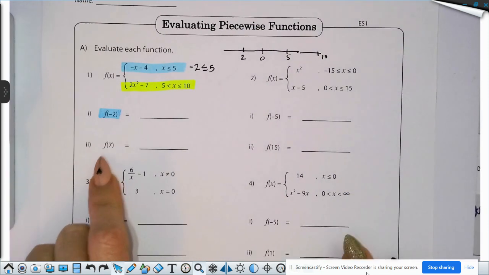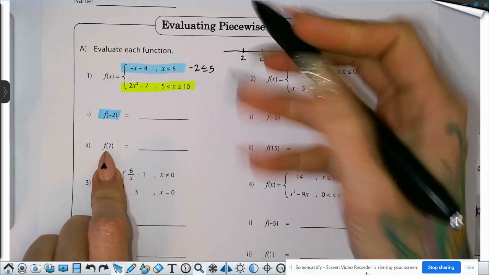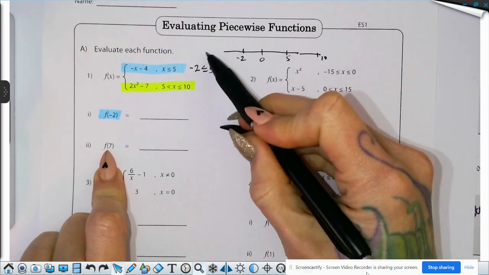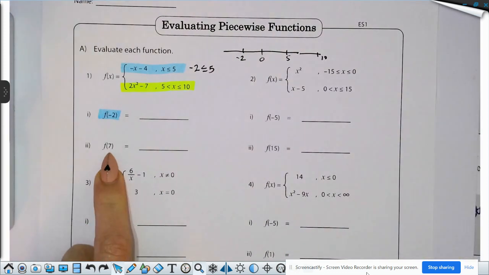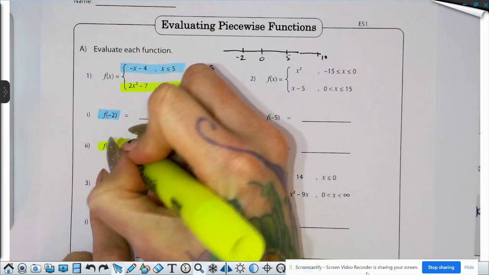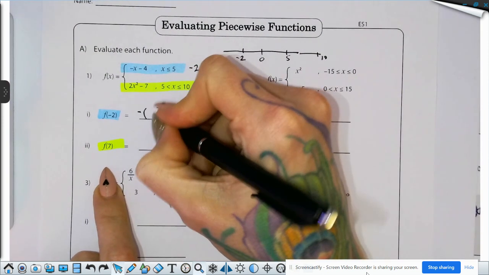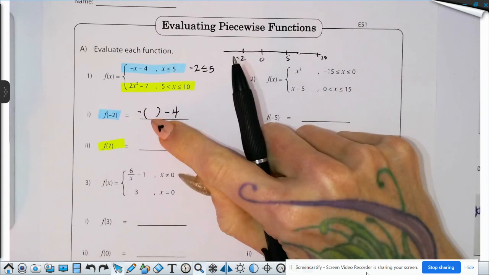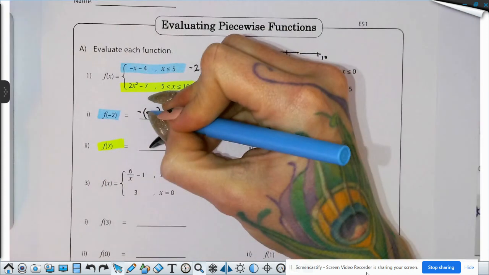And then if we go ahead to number 2, f of 7, is 7 less than 5? So is it to the left of 5, or does 7 fall between 5 and 10? 7 does fall between 5 and 10, so we are going to use the yellow function. And as you've picked up, I am a big color fan. So I'm going to write the equation just as is, but x goes away, and x becomes a -2.